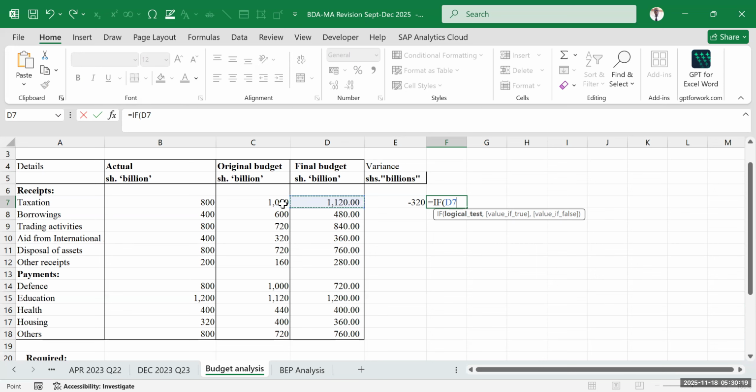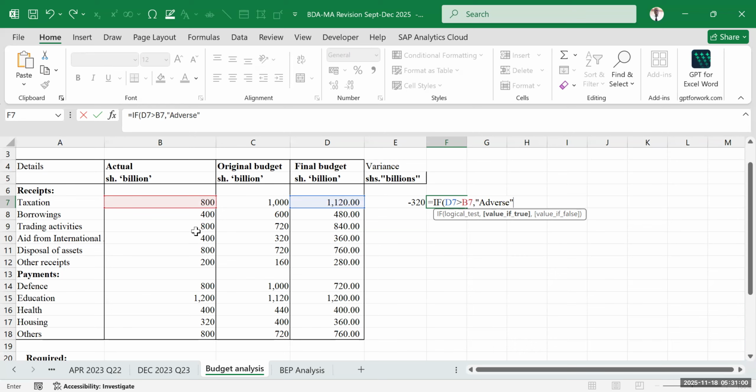If the final budget of 1120 is higher than the actual amount that we've received, then Excel, please let me know. If it is always higher on receipts, then that means it is adverse. I've not gotten what I expected to receive. So in that case, tell me that the verdict is adverse. Let me just write it in small letters, adverse, like that.